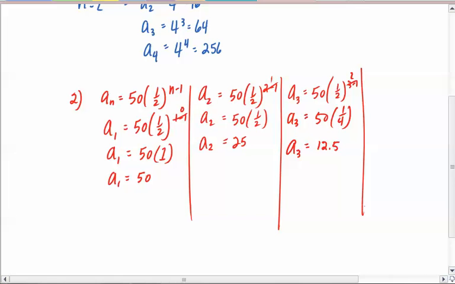And the last one, the first 4 terms, so we're going to stop with the fourth. So we have 50, 1/2 to the 4 minus 1, and that means it's going to be to the third. That means that's going to be 1/8. So 50 times an 8, and we get 6.25. Okay, so there are the first 4 terms of each geometric sequence.